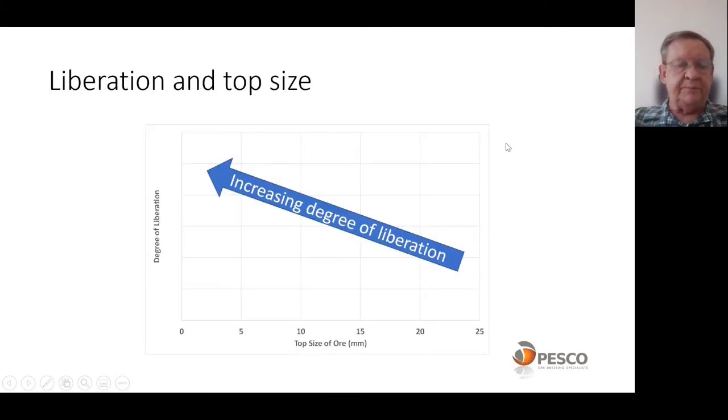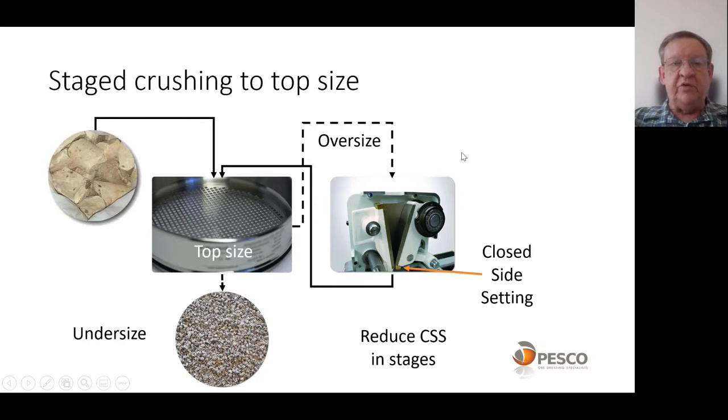Sorry, go back a step. Look at liberation and top size. We look at the top size of ore going from 0 to 25 millimeters and degree of liberation. What we find is as we decrease our top size of our ore, the degree of liberation increases. How do we get to our top size?